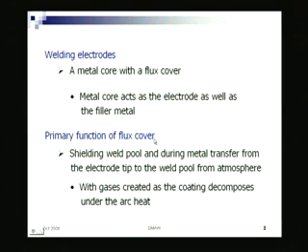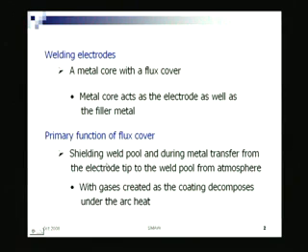So, what is the primary function of the flux cover, why is the flux cover there? The metal core we can understand. The flux provides shielding to the weld pool. Weld pool means when you strike an arc, under the action of the heat, the part of the base metal just below the arc melts and forms a molten pool of metal. That molten pool is referred to as the weld pool, right. So, one of the functions of the flux cover is shielding the weld pool, and the metal transfer from the electrode tip to the weld pool, from the atmosphere.